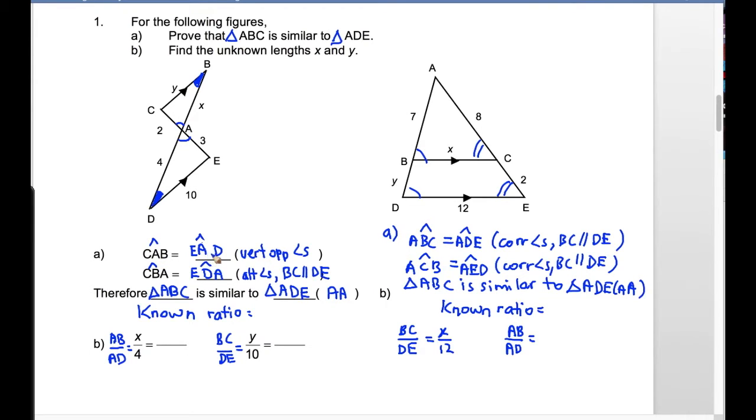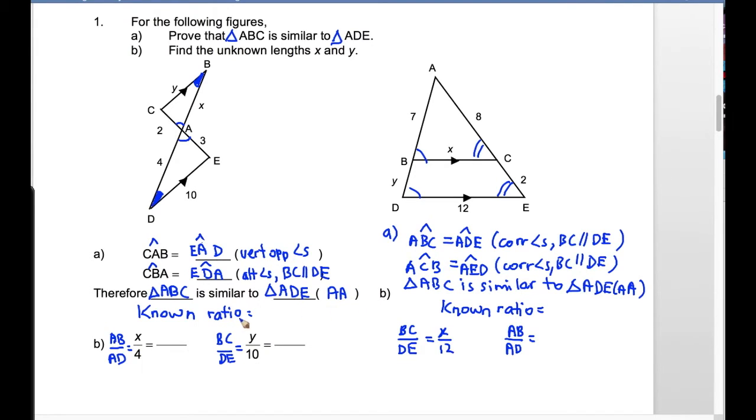CAB equals EAD, as seen from the arrangement CAB, EAD, and the alternate angles CBA corresponding to EDA, alternate angles, parallel lines BC parallel to DE. Thus, triangle ABC is similar to triangle ADE, and the reason is because we have two sets of corresponding angles, AA.